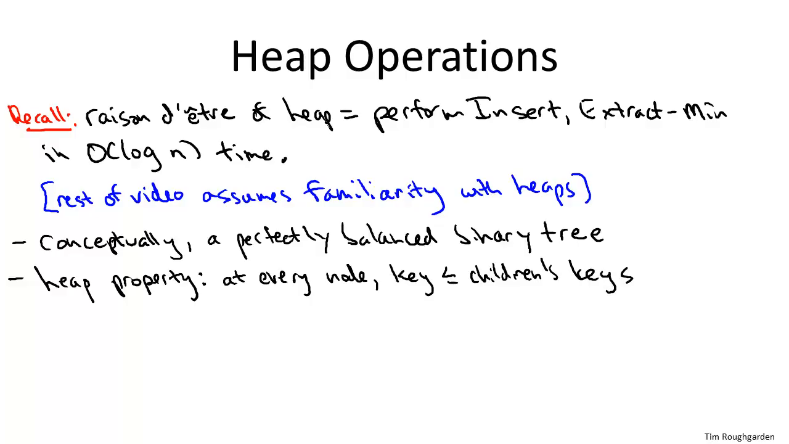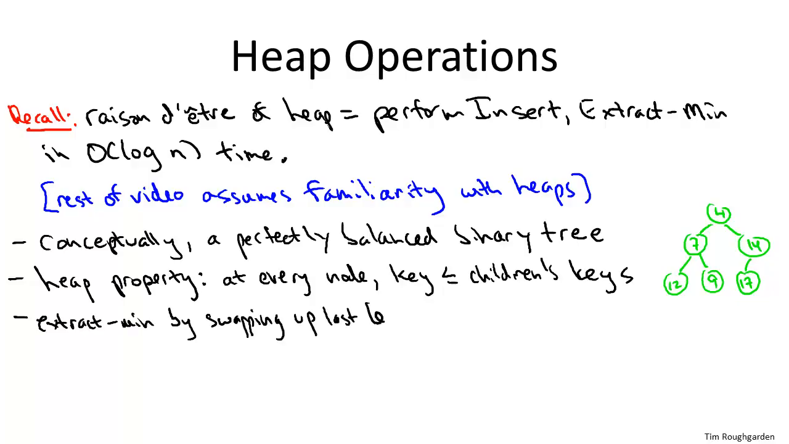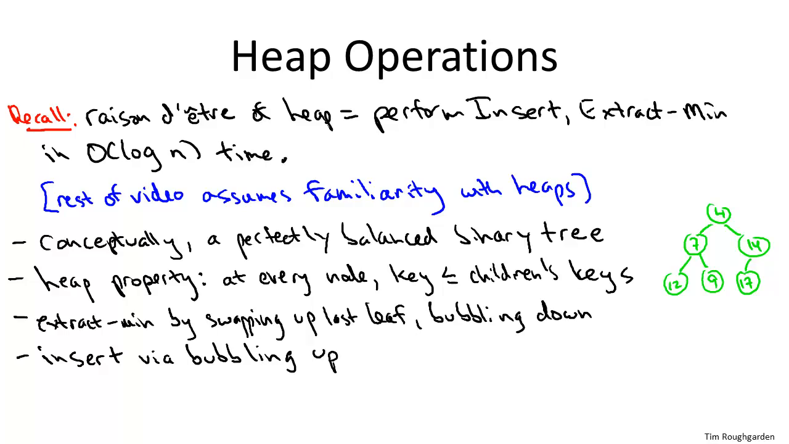To implement extract min, you just pluck off the root. That's what you return. That's the minimum element. And then you swap up the bottommost rightmost leaf, the last element, make that the new root, and then you bubble that down as necessary to restore the heap property. When you do insertion, you just make the new element the new last leaf, bottommost rightmost leaf, and then you swap up as needed to restore the heap property.